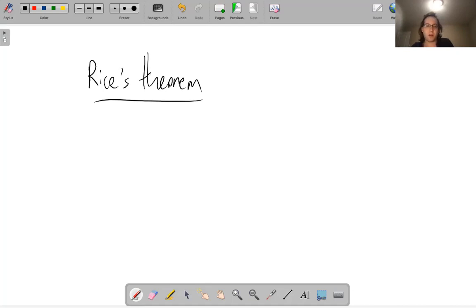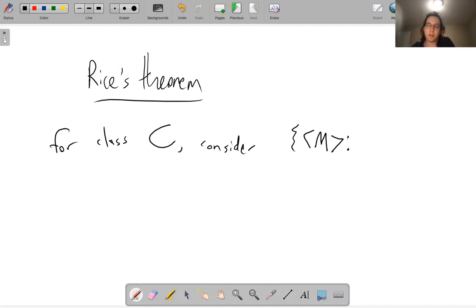So more formally, we want to say that for any class C of languages, so this is a set of languages, we can define the language. Consider, for a class of languages C, the set of all descriptions of Turing machines M such that L of M is in the class C. Okay, so this is a language.